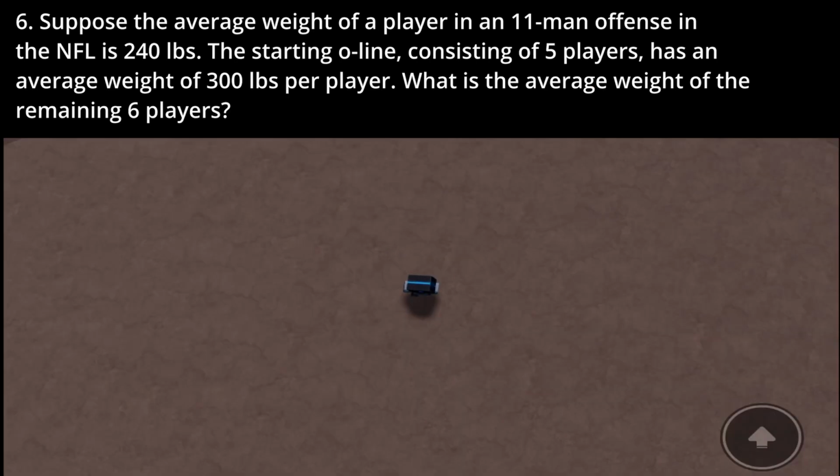This problem reads, suppose the average weight of a player in an 11-man offense in the NFL is 240 pounds. The starting O-line, consisting of 5 players, has an average weight of 300 pounds per player. What is the average weight of the remaining 6 players?